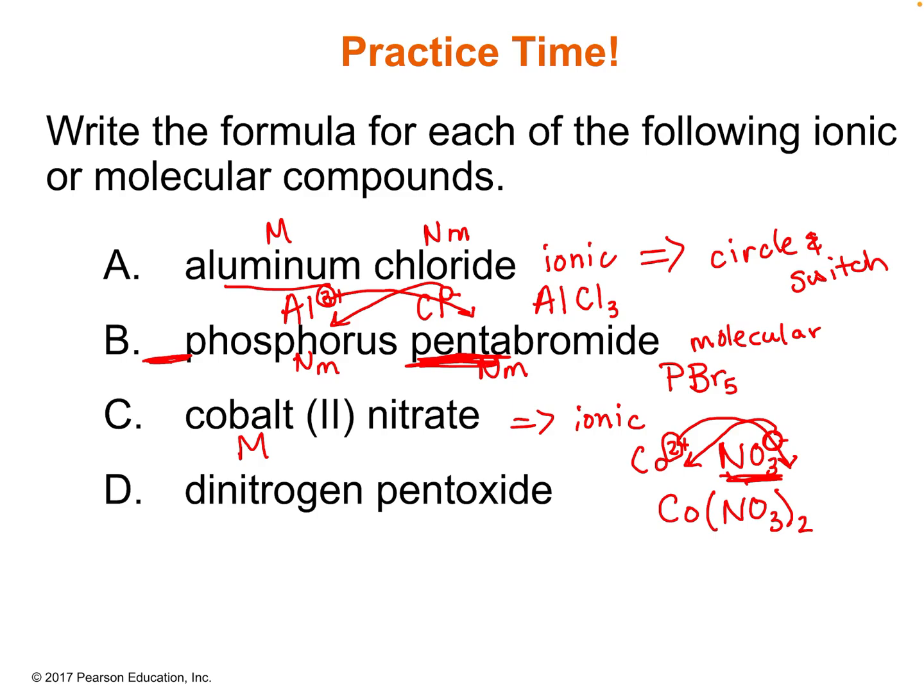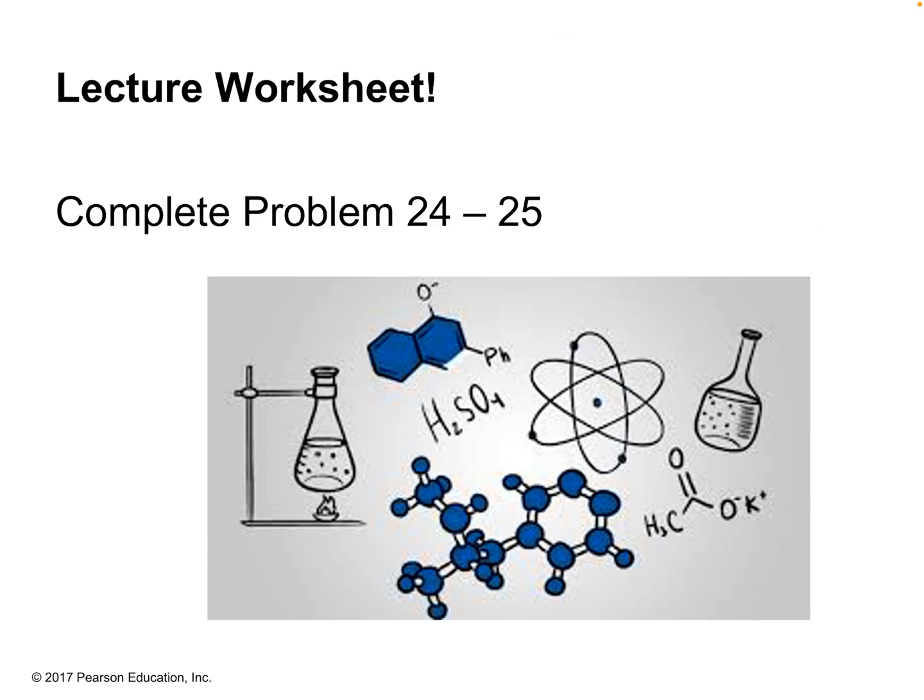And then on the last one, we have nitrogen and oxygen. Nitrogen is a nonmetal, oxygen's a nonmetal. This is molecular, right? It's covalently bonded. So we're not going to circle and switch. We are just going to use the prefixes. So dinitrogen tells us N2. Pentoxide tells us 5 oxygens. So again, if it's ionic, you need to circle and switch. If it's molecular, just use the prefixes to figure out the formula. So go ahead and complete problems number 24 and 25.